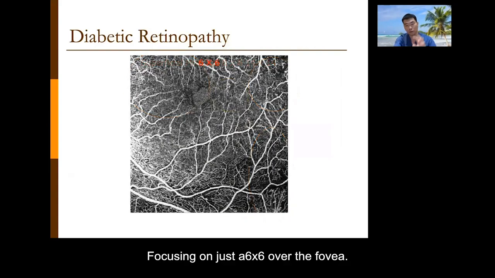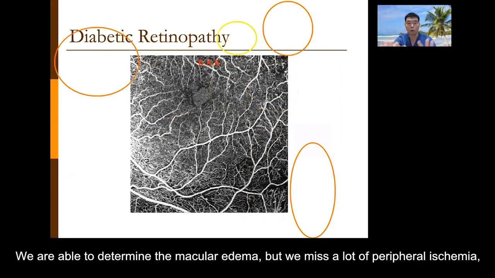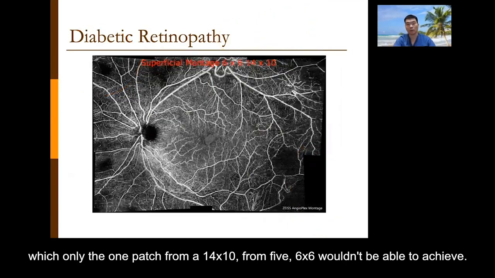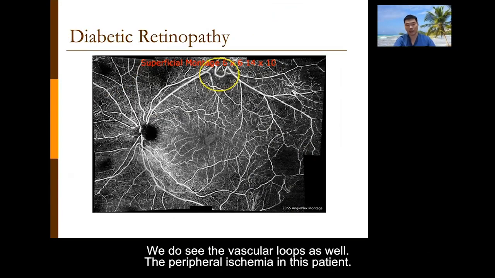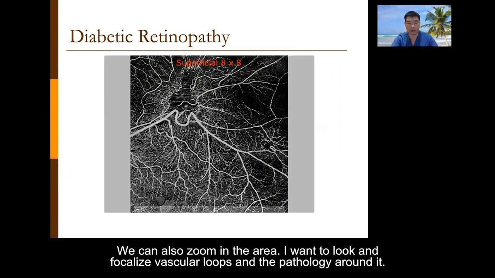Again, focusing on just a 6x6 over the fovea, we are able to determine the macular edema, but we do miss a lot of peripheral ischemia, which only the 14x10 montage from 5 6x6 scans would be able to achieve. Here again, we do see the vascular loops as well as the peripheral ischemia in this patient. We can also zoom in on the area of interest. For example, I want to localize and look at the areas of vascular loops and the pathology around it.